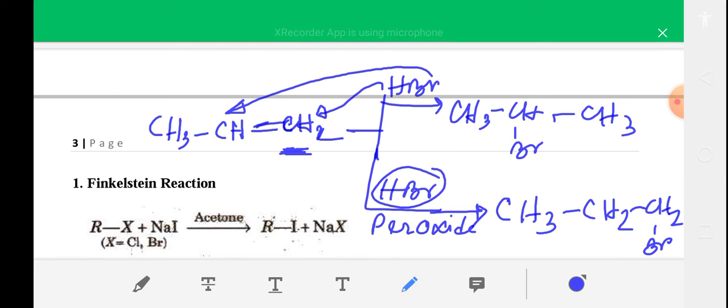The anti-Markovnikov rule or peroxide effect is only applicable in case of addition of HBr to alkene, not in case of HCl or HI. In case of HCl and HI, you always have to remember the Markovnikov rule.